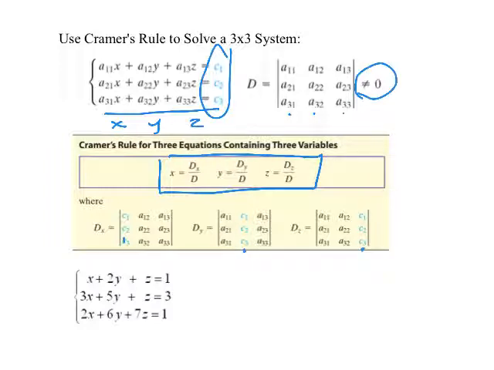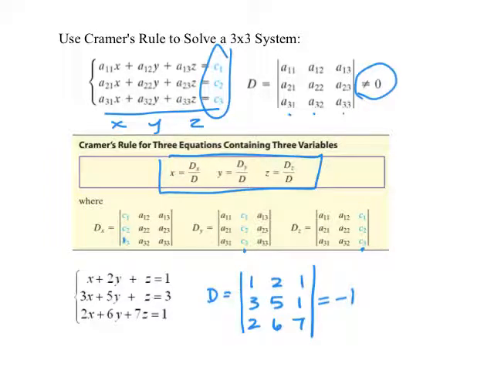So we're going to do an example here with this system. The first thing I'm going to do is find d, and let's set that up. That is the coefficient matrix. So we have 1, 2, 1, 3, 5, 1, 2, 6, 7. Why don't you pause it and find that determinant, and then unpause it, and I will give you the answer. The answer to that determinant is negative 1.